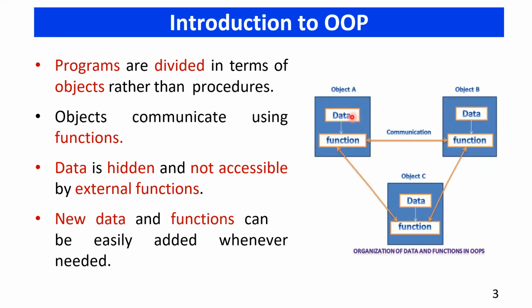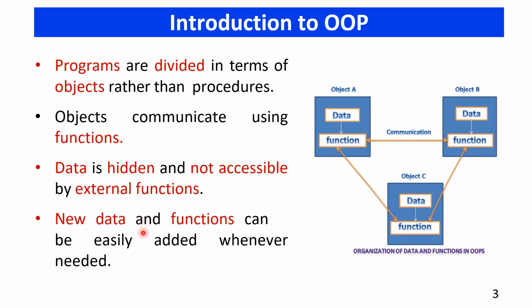The data of an object is not accessible to the external functions. If we consider any object, it consists of a set of data and the functions associated with the object. The data of an object is not accessible to the outside world. On the other hand, the functions can be accessed by other objects or outside the program.